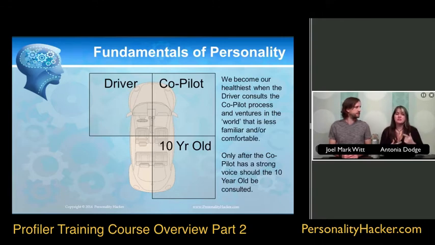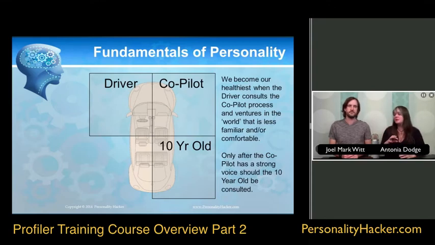And you only consult the 10-year-old once you've already consulted your co-pilot. And then it will give you added wisdom. But if you go straight there, then actually you're acting like a big baby or a big 10-year-old. So we talked a little bit about that and the strategies behind it and making sure that you're optimizing your personality type by staying in your driver and your co-pilot, which is your source of genius.